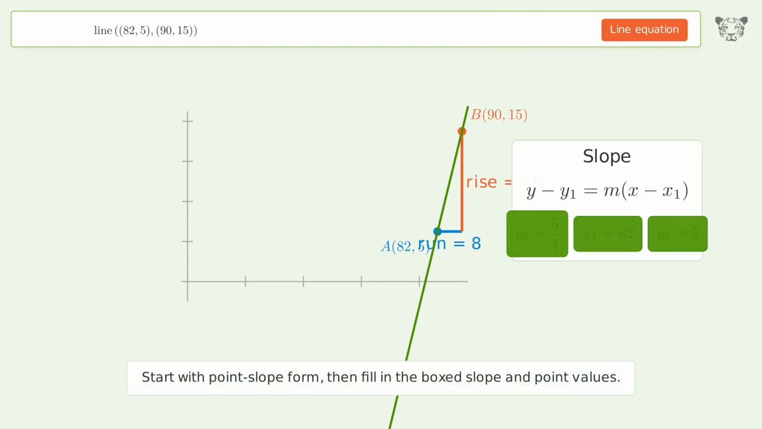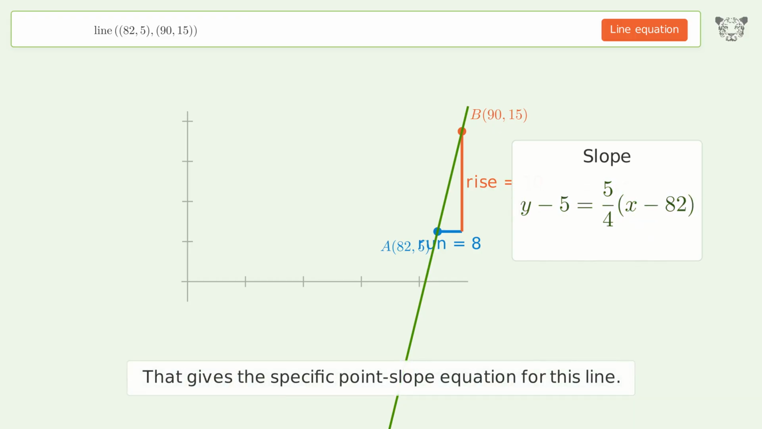Start with point slope form, y minus y1 equals m times x minus x1. Then fill in the boxed values. Slope is 5 over 4, x1 is 82, and y1 is 5. That gives the specific point slope equation for this line.